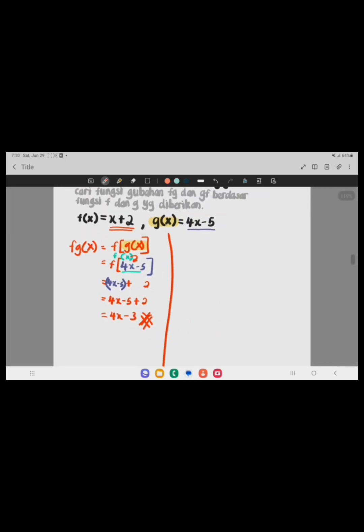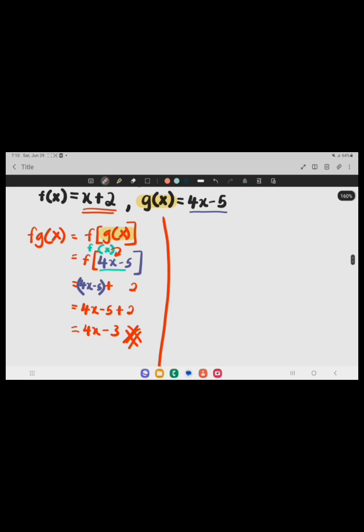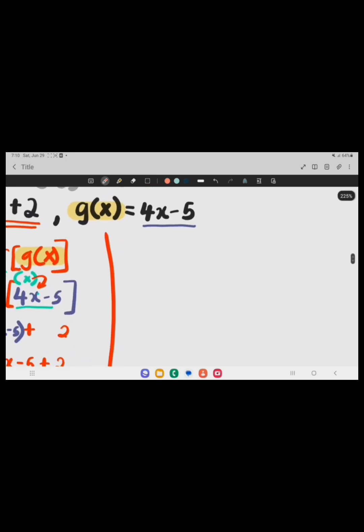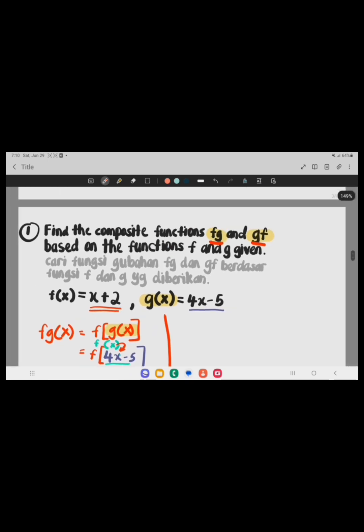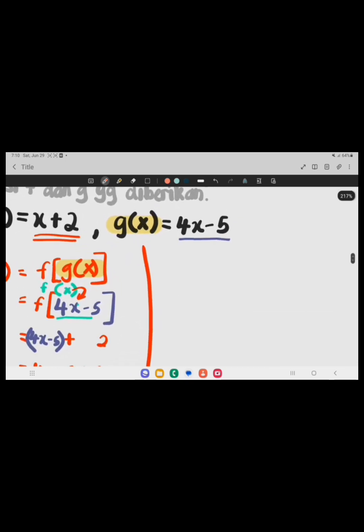Now let's do gf, and let's see whether the functions fg and gf are the same. Okay, this one is for fg. Now let's do gf.